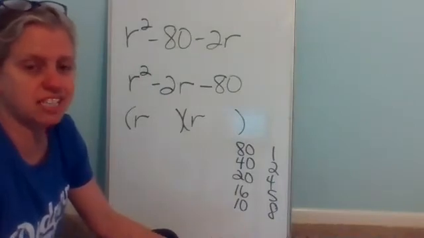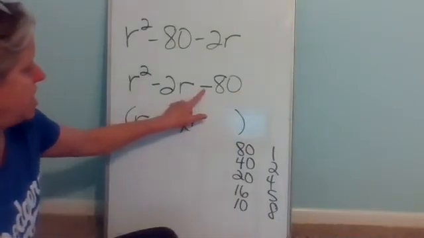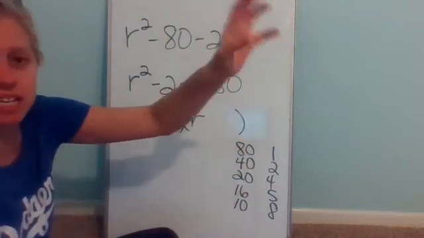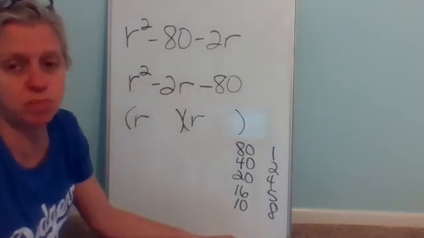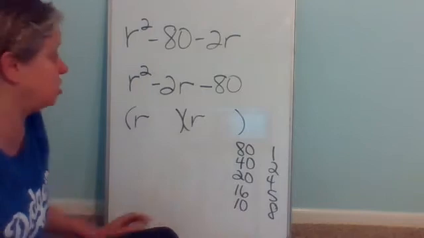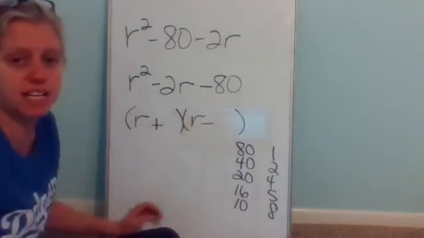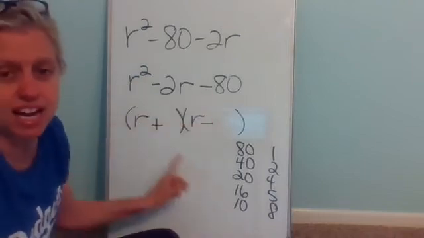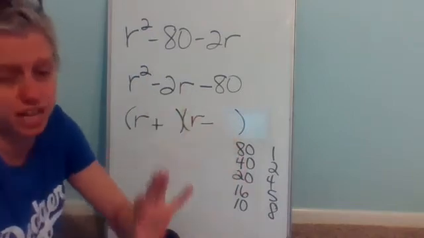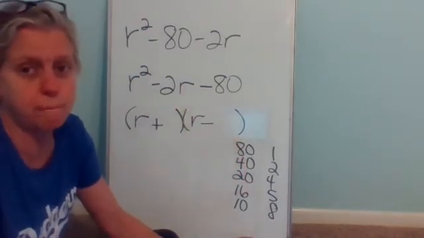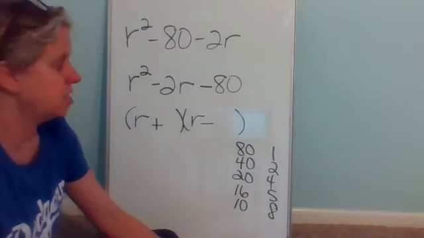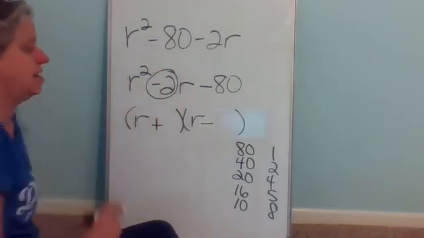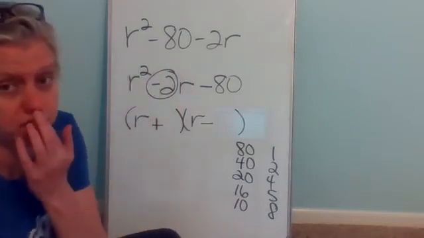Now, let's think about our sign situation. If you're multiplying to get negative anything, you're going to have one positive number and one negative number, right? That's how you multiply to get a negative, is with different signs. So you can actually go ahead and put those signs in there, because you know you're going to have a positive times a negative to get -80. It doesn't matter where you put those signs. What is going to matter is the numbers you put with those signs. So I'm going to have to use one of these pairs and add to what? -2. So let's just start crossing some pairs out.